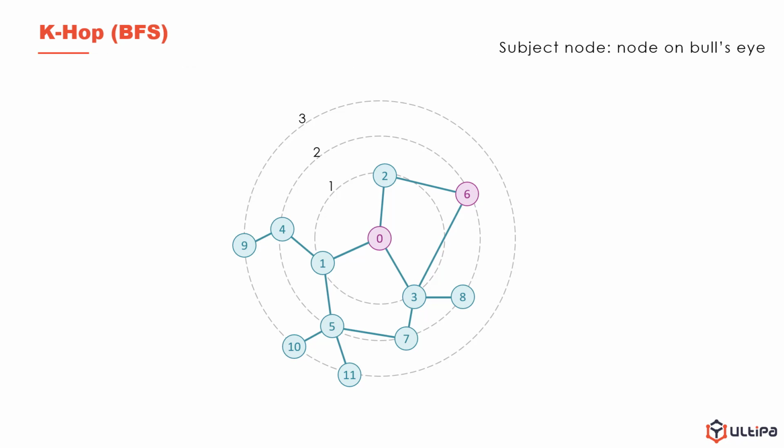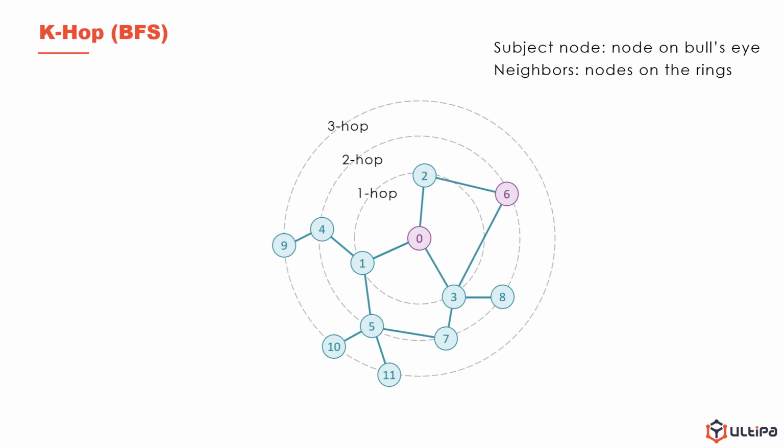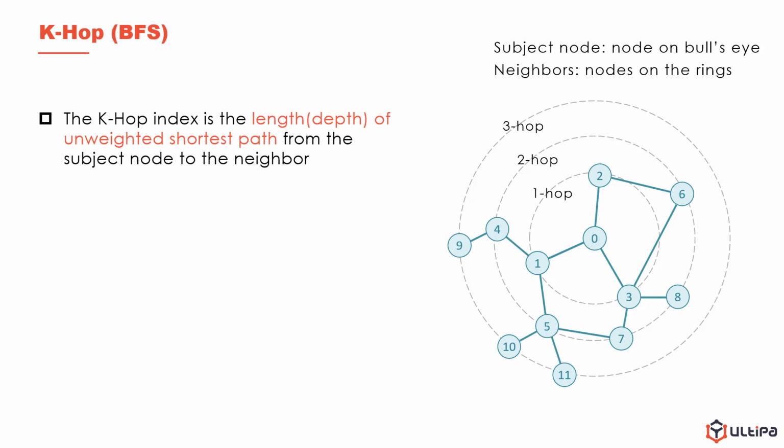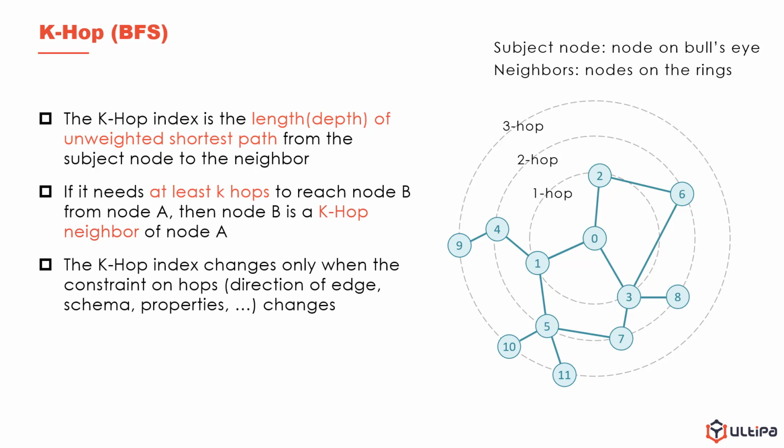We call the node on the bullseye the subject node, and the nodes on the rings the neighbors, and we rename the rings as k-hop. K-hop index of a neighbor is the length of unweighted shortest path from the subject node to the neighbor. It tells the least number of hops to reach the neighbor from the subject node. The k-hop index changes only when the constraint on hop changes, which essentially leads to the change in the unweighted shortest path.